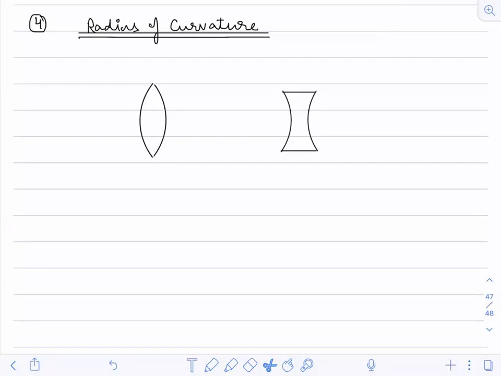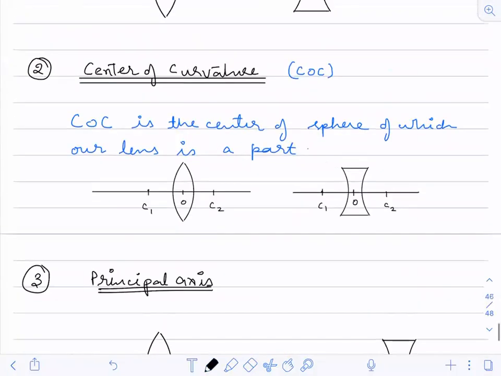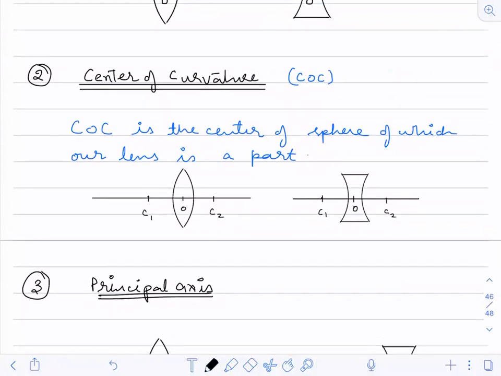Line from center to circumference. Okay, so let us see the definition of center of curvature, and then we'll try to define radius of curvature. The center of curvature is the center of a sphere of which our lens is a part. So how will I define radius of curvature now? Radius of curvature is the radius of a sphere of which our lens is a part.